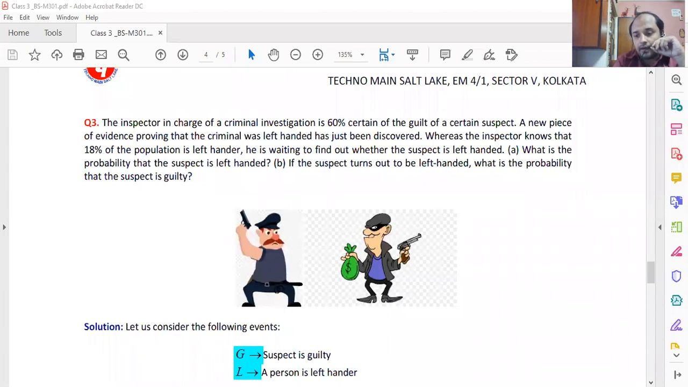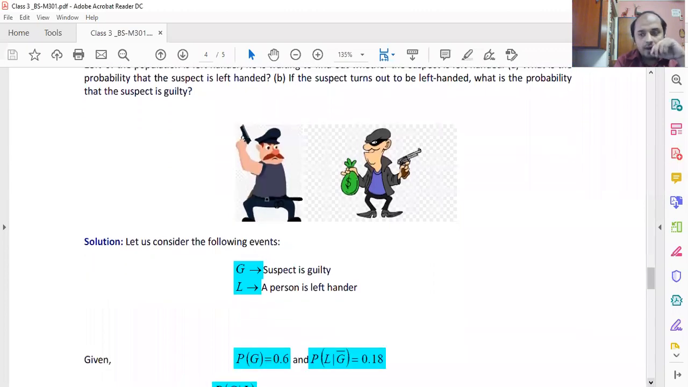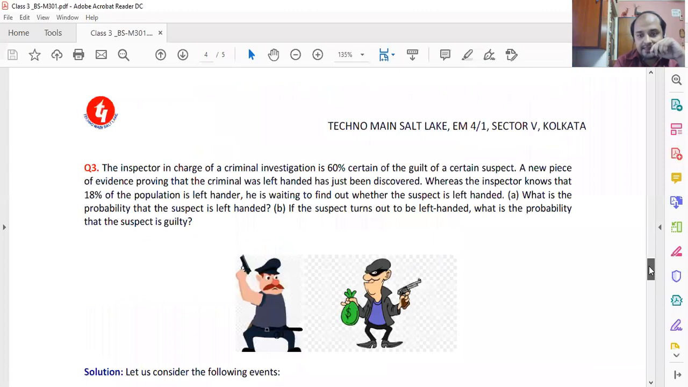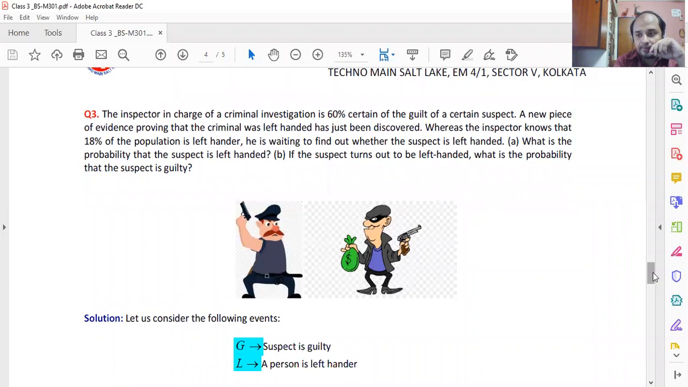Okay, our job is to name the events first of all. So what are the events? There are two events. One is capital G, that the suspect is guilty. Another is capital L, that the suspect is left-handed. Probability of G means the suspect is guilty. So this percentage is 60% as it is shown in the question.